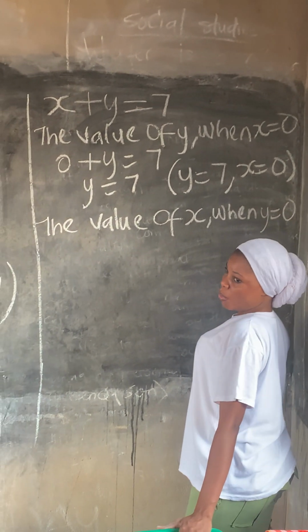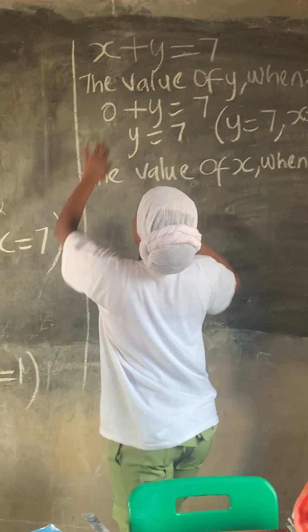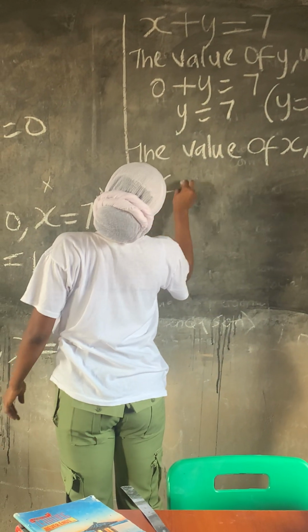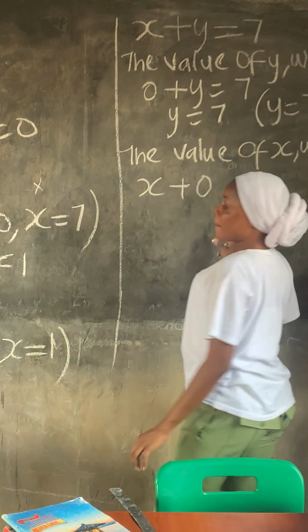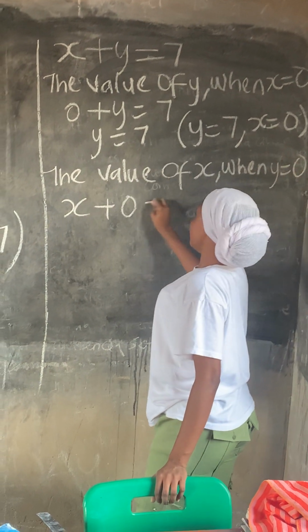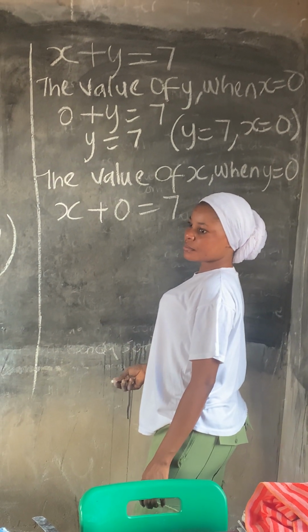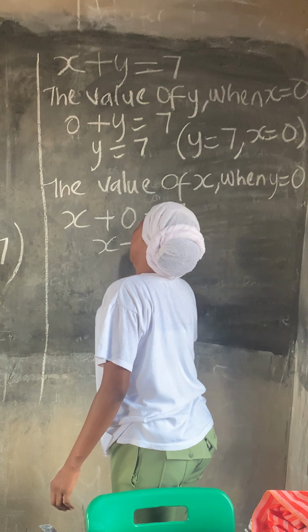Okay? So anywhere you see y, you put what? 0. So now from this equation, x plus 0. That's x plus y. We said y is equal to 0. It is equal to what? 7. So x is equal to what from here? 7. X is equal to 7.